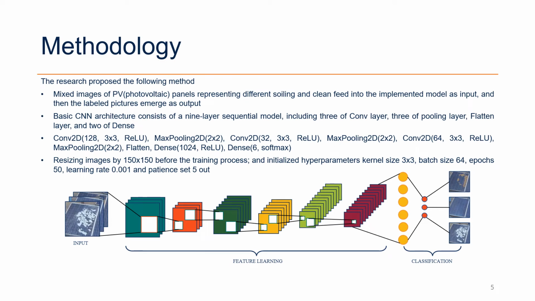Before the training process, images were resized to 150 by 150. By focusing on hyperparameters, kernel size is 3 by 3 and batch size is 64. Epochs was 50 and learning rate was 0.001, and also early stopping is used to prevent overfitting, including a patience parameter.